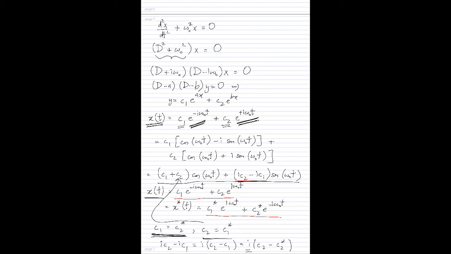So in other words, I can write finally my x of t as some real constant A multiplied by cosine of omega naught t plus another real constant B times sine of omega naught t. The actual values of A and B, of course, are determined from the initial conditions, or in other words, in this context, exactly when you start your clock.